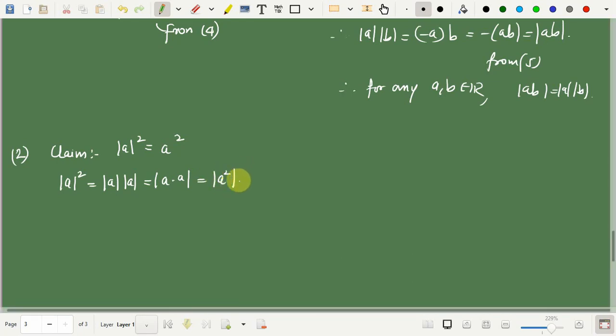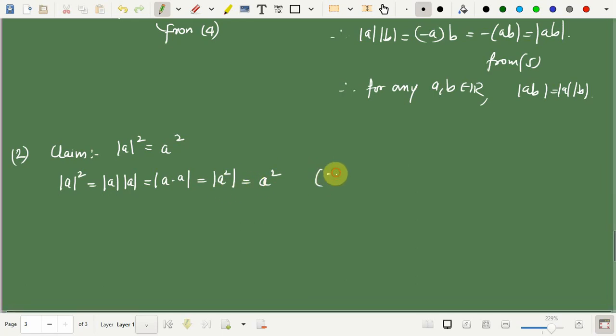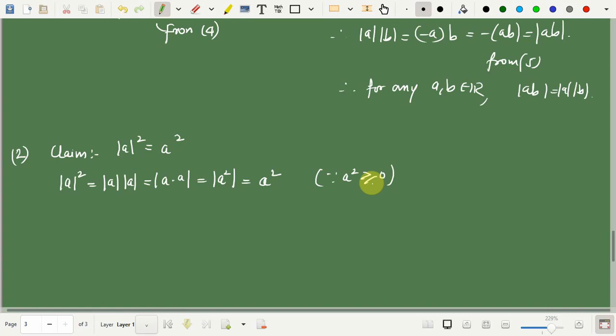Now one thing is always true for a real number a, that its square is always greater than or equal to 0. So therefore its mod is always the number as it is. Okay, the reason here is since a square is greater than or equal to 0. See, we are simply using the definition: mod of x will be equal to x if x is greater than or equal to 0.